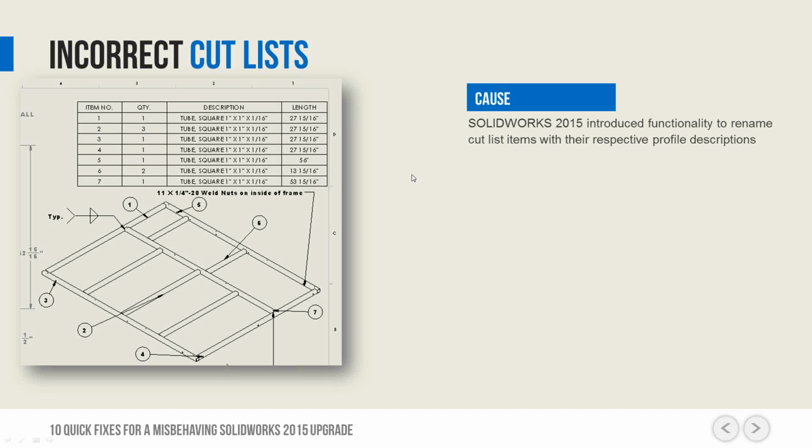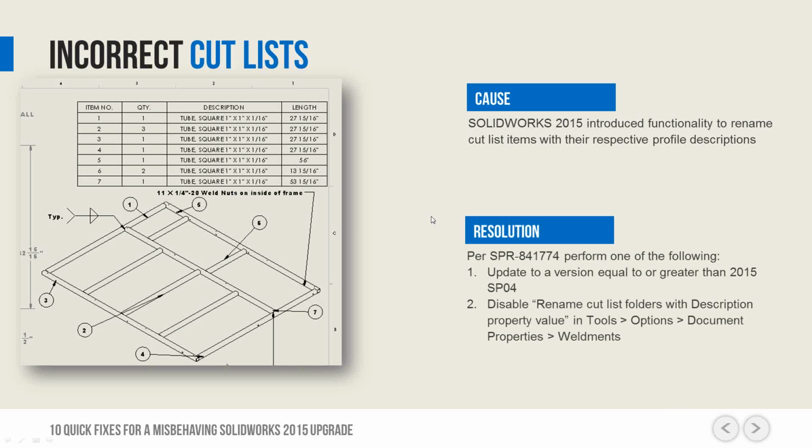We find that this issue is caused in 2015 installations when the descriptions are the same between the different items, or when we might use a quotation mark. So in this particular example, we see both are happening here. The description is the same, that description being pulled from the weldment profile, and that description happens to have dual quotation marks in it. So this becomes an error because an enhancement that was added in 2015 was the ability to rename our cut list items automatically with the weldment profile descriptions. This is a great enhancement, but for some people, it has messed up the calculation for the length of their cut lists.